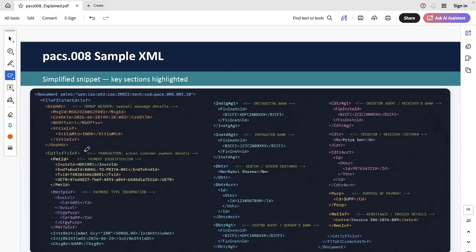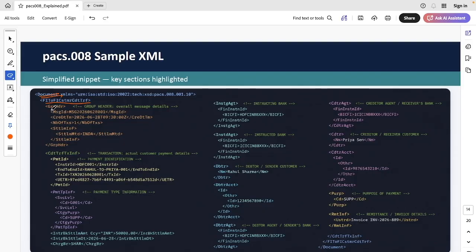Now let's look at a simplified pacs.008 XML sample. Now by looking at this big message, don't worry if this looks too technical. The goal is not to memorize every XML tag here. The goal is to understand the main building blocks of the message. So at the top, we have the document. This is the root of the ISO 20022 XML message. Inside that, we have FI to FI customer credit transfer, which is the main pacs.008 message block. In simple words, this tells us this is a financial institution to financial institution customer credit transfer.